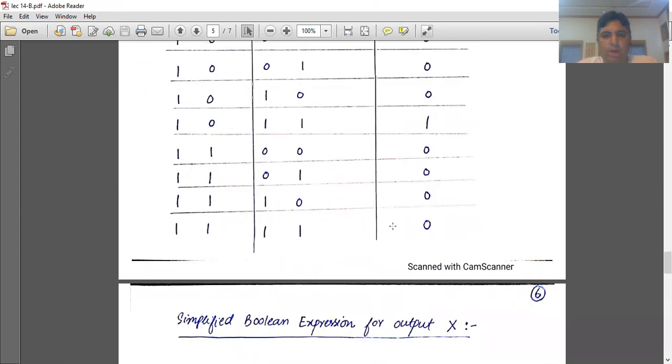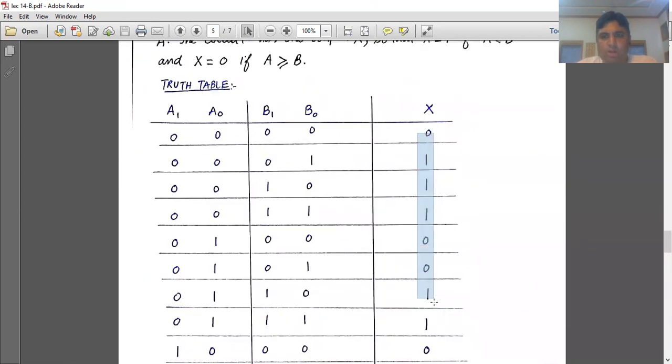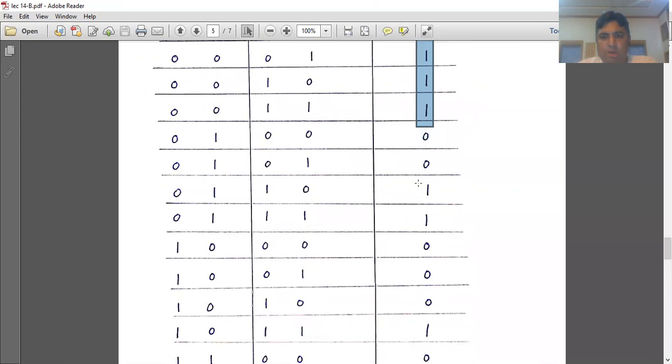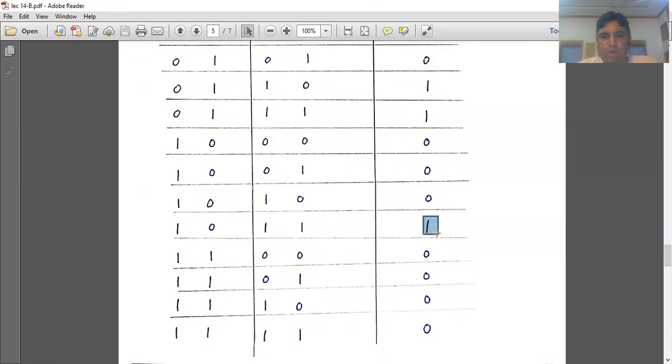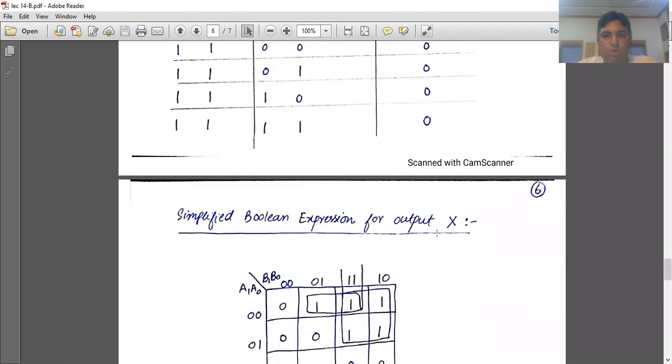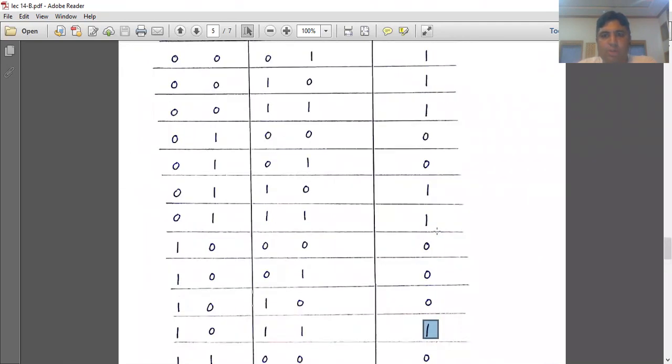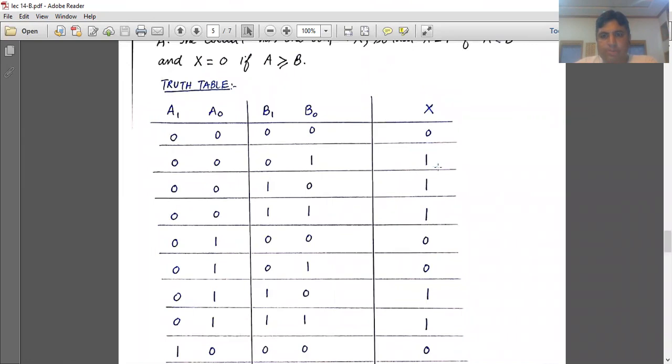And you will write all the ones in this column, these 3 ones and these 2 ones and this one. The total of 6 ones are here in the output column. So you will write all the ones here. For example, this one is 0 0 0 1. This one is in the column 0 0 0 1.